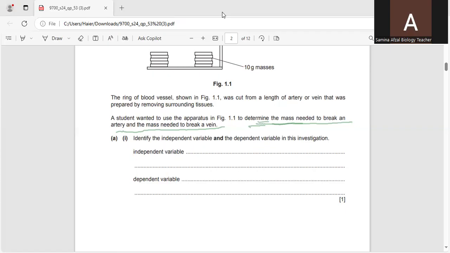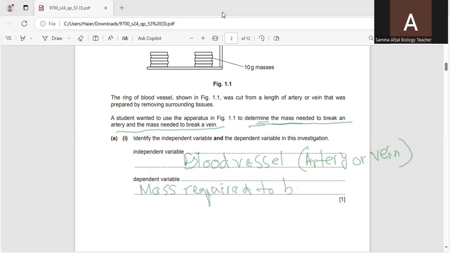So the independent variable is the blood vessel, which can be the artery or vein. So this is the independent variable. Now we need mass to break this artery. So the dependent variable is the mass required to break the blood vessel.